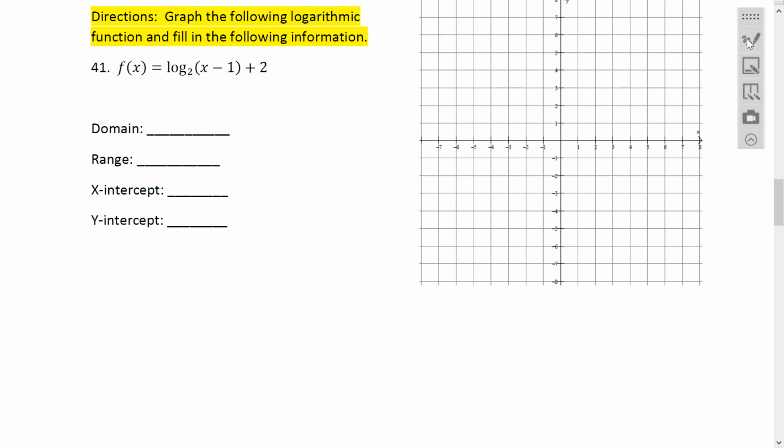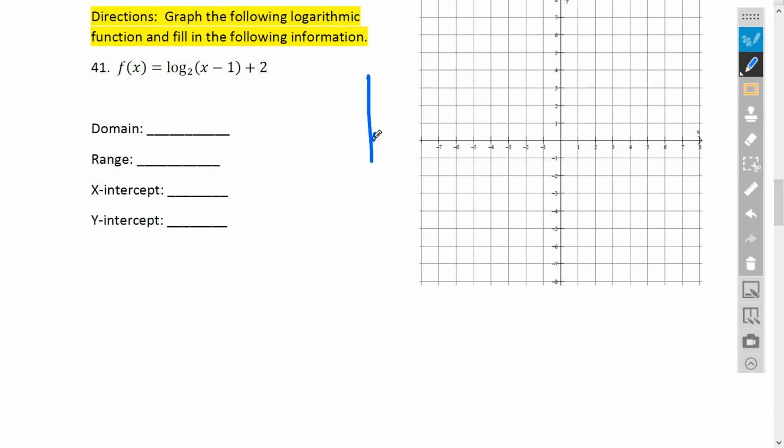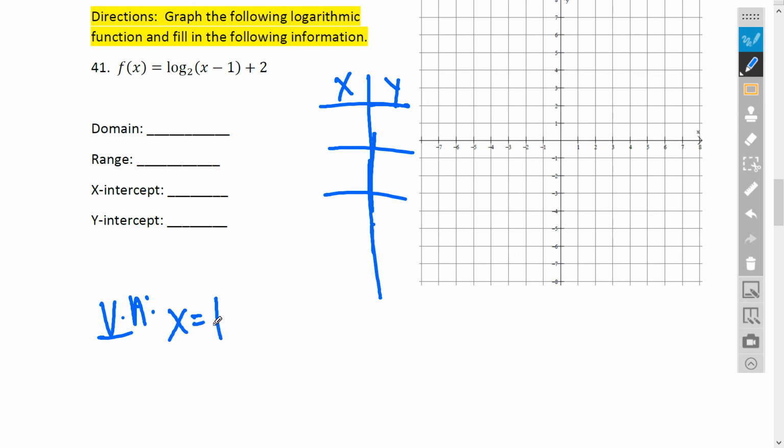And the last example, number 41, we want to graph the log function log base 2 of x minus 1, plus 2. Okay, so this is a transformation of log base 2. It is shifted to the right 1. We will have a vertical asymptote at x equals 1, because that would make the inside of this 0. So it is going to be to the right of this here.